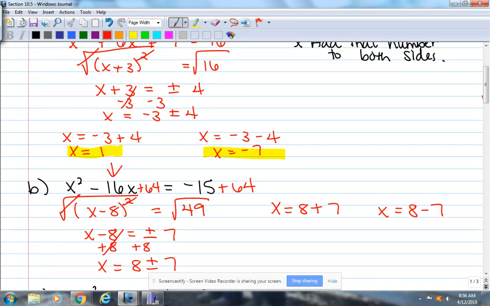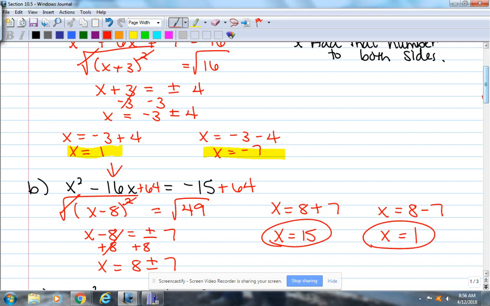What's 8 plus 7? X equals 15. And what's 8 minus 7? 1. So there's my two solutions right there. If you were to graph this in your calculator, it might not show this one on the screen because your calculators only show you a 10 by 10. You'd have to trace and do a lot of work to do it. So complete the square is actually probably a better way to do this one.